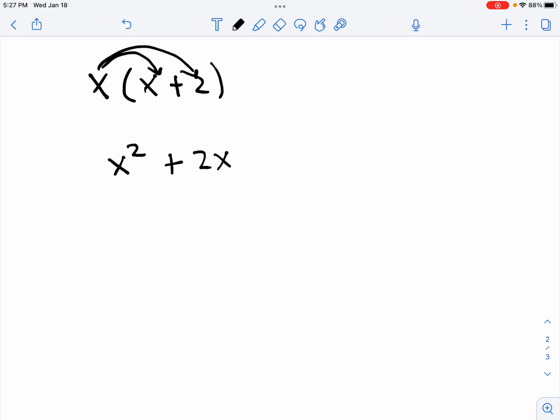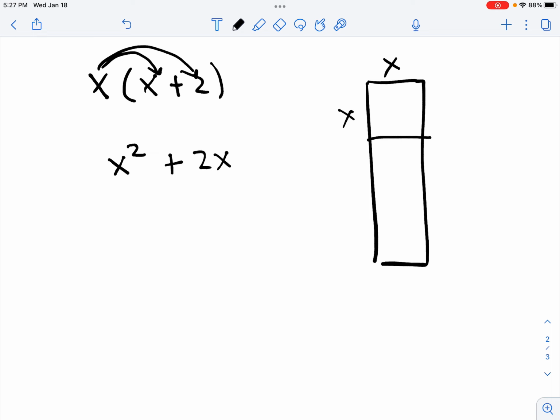Okay, now you can also imagine it this way. This is x wide, and this thing is x plus 2 wide. And so this is essentially just an area problem. So we're multiplying these things together. x times x is x squared. And then this, remember, is x wide. 2 times x is 2x. So you've got x squared plus 2x. So you can think of it as an area problem.